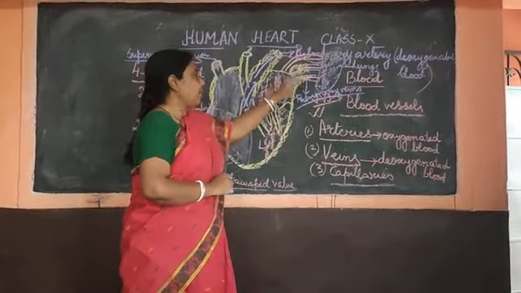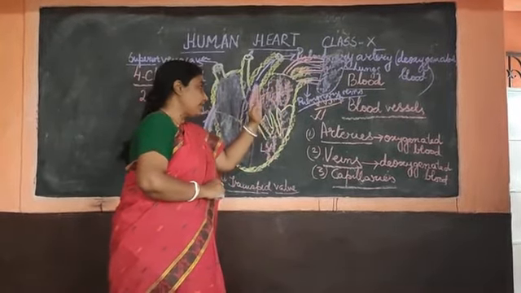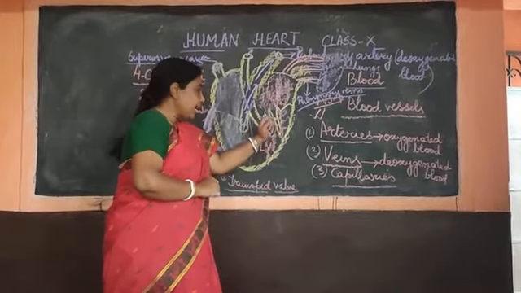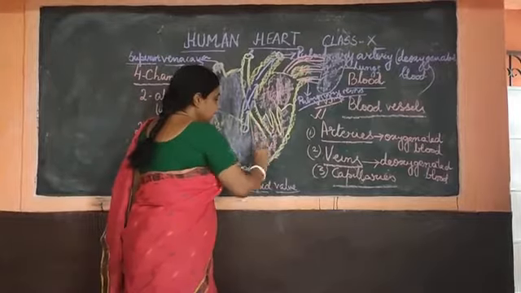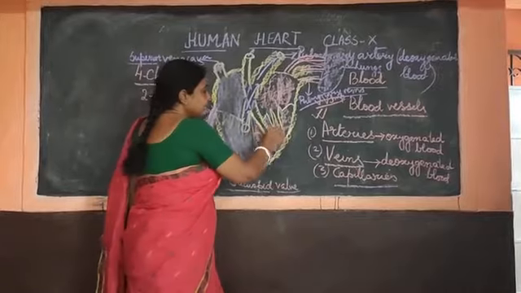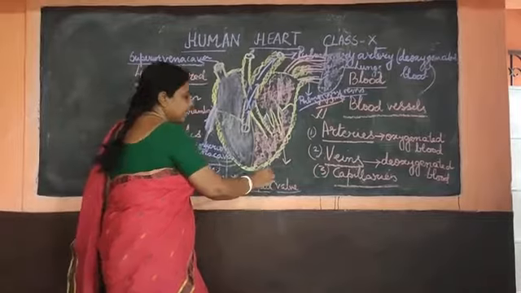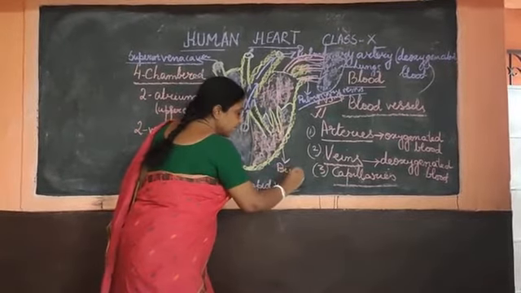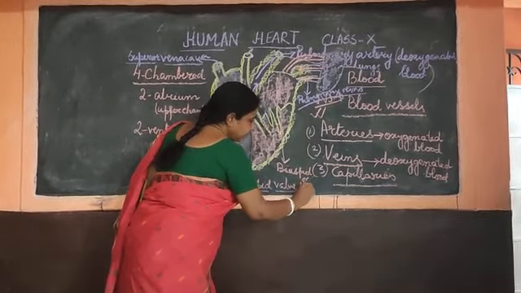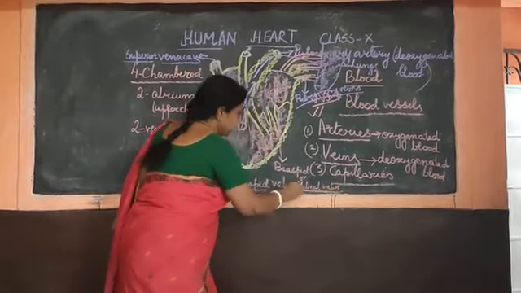When oxygenated blood from the lungs reaches this left atrium, the pressure over here will compel it to open, and this will open, and the oxygenated blood will reach where? It will reach the left ventricle. And this valve, the name over there was tricuspid, and this is known as the bicuspid valve or mitral valve. Okay.